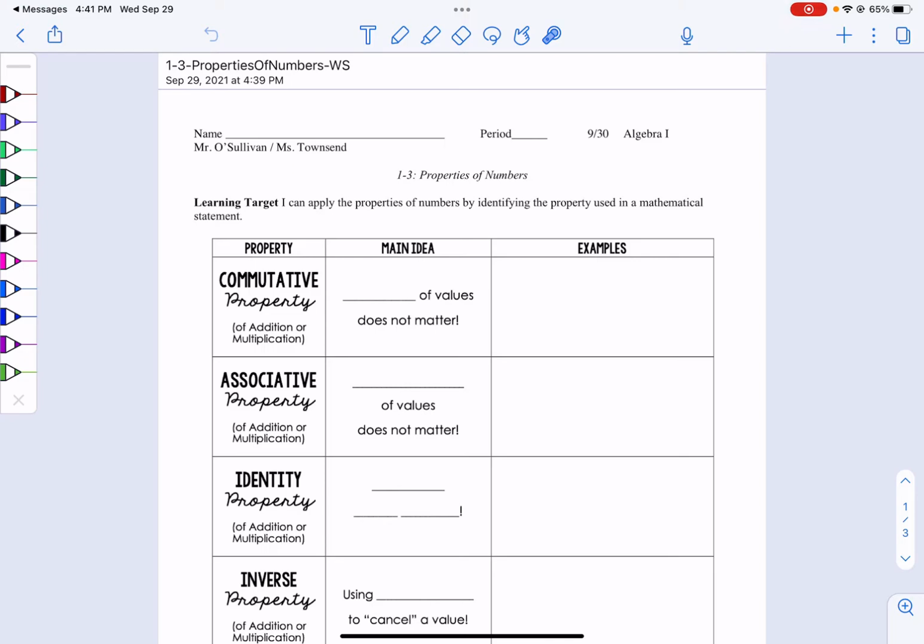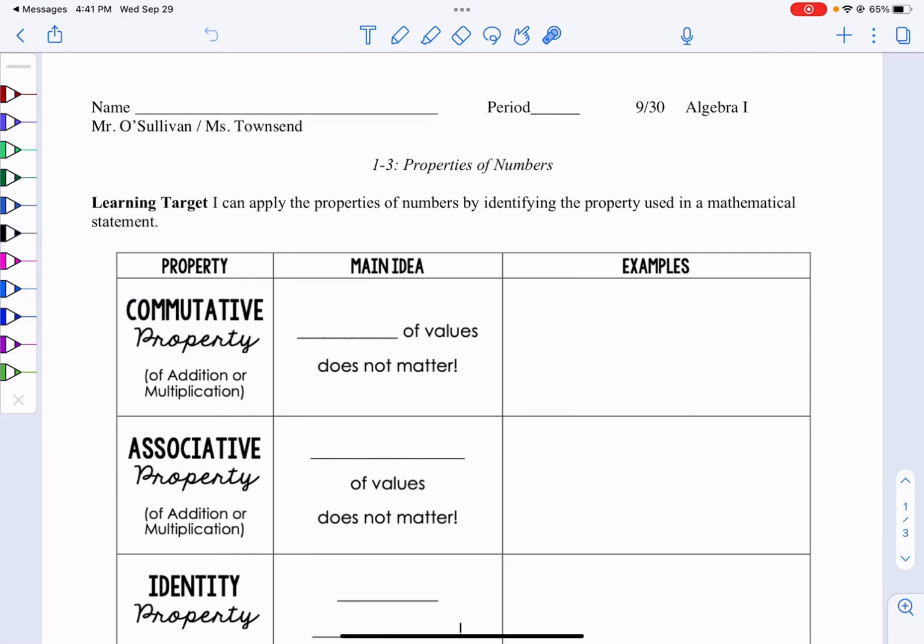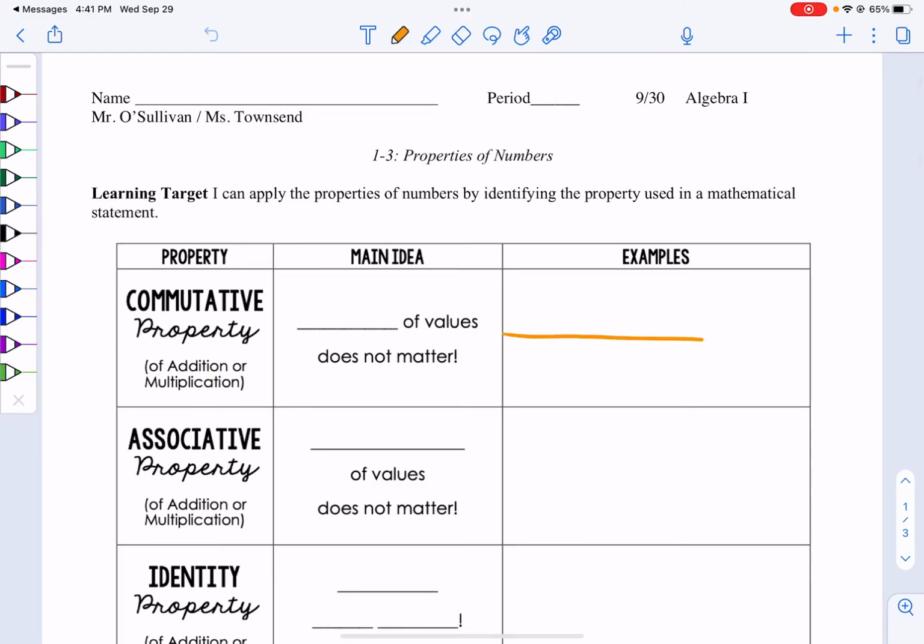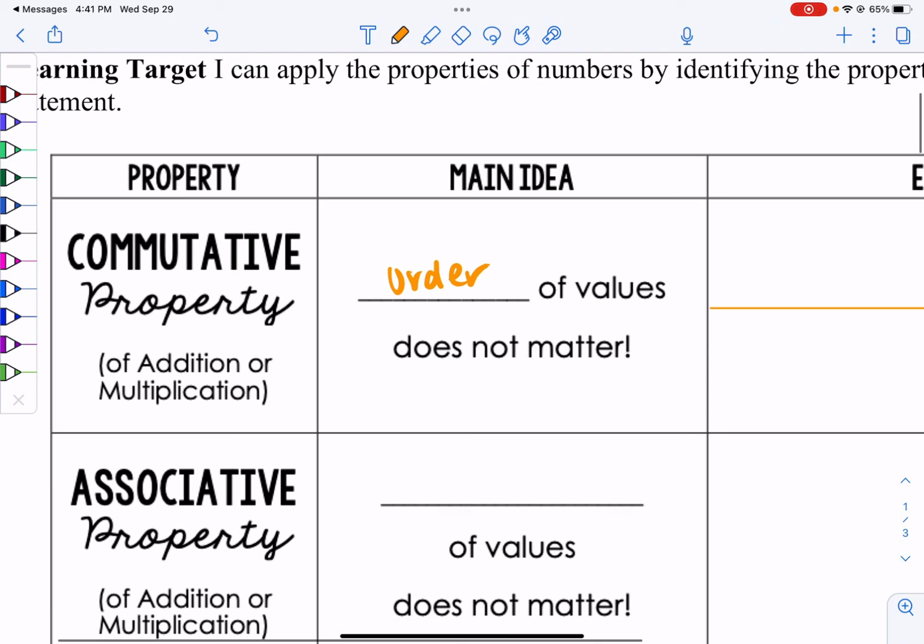You should have seen this in middle school or saw the big idea of this. The first property we're going to look at is the commutative property of addition or multiplication. So we have some addition examples and some multiplication examples. The commutative property specifically states that the order of values does not matter. So basically, you're just changing the order. One way I know this is because the first two letters of commutative are C and O, so I'm changing the order.